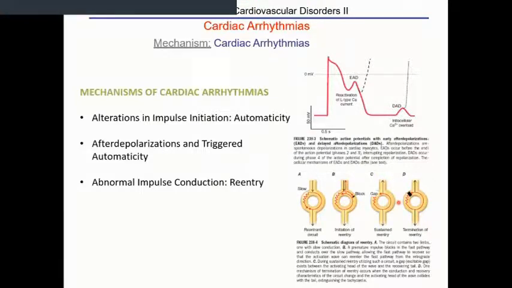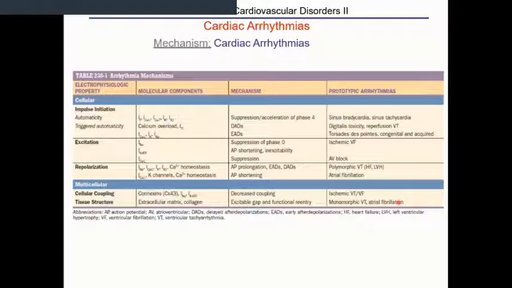So the next table will show you the arrhythmia mechanisms and how they're explained in terms of their electrophysiologic property, their molecular or biochemical components, and the mechanism by which they are generated, and what are the prototype clinical conditions associated with this type of arrhythmia. This is a table found in your textbook of Harrison's, and it explains in summary form the different types of mechanisms that are responsible for your cardiac arrhythmias.